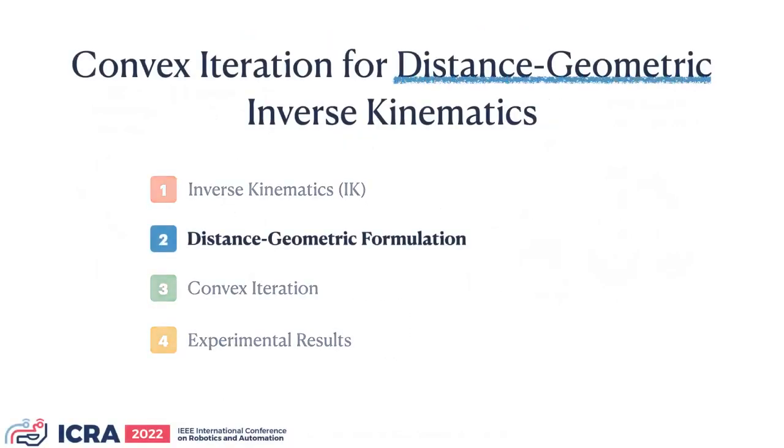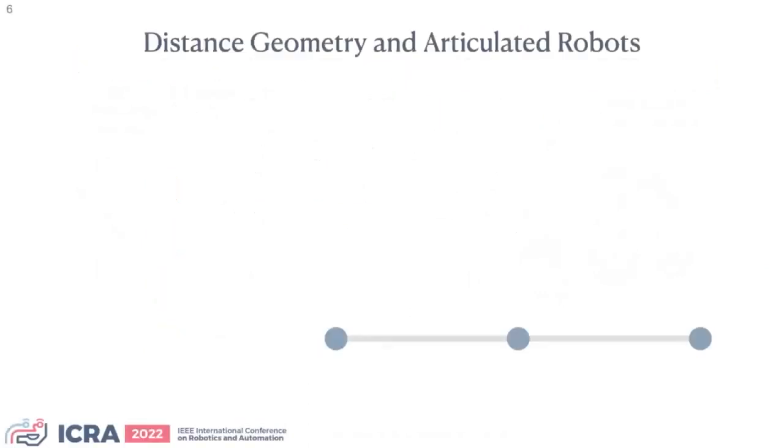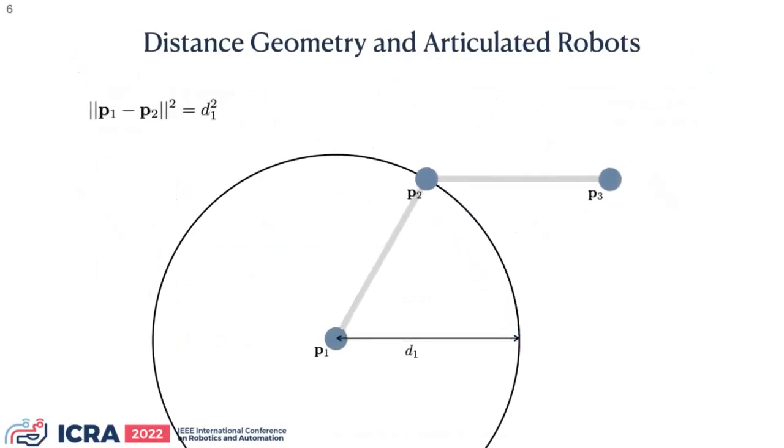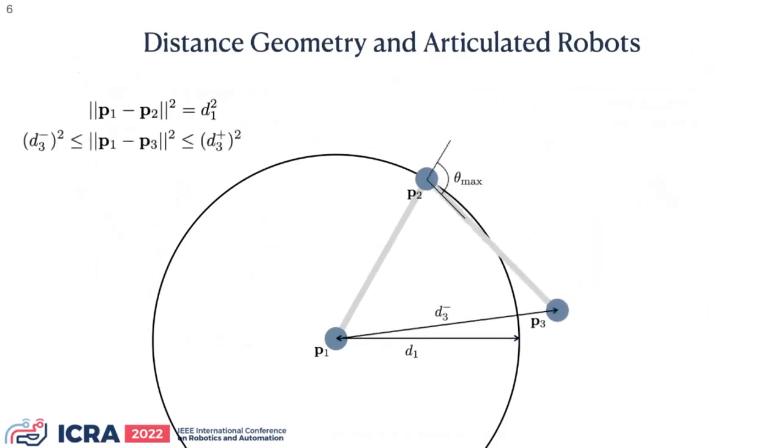Let's take a look at exactly what we mean by distance geometric IK. We begin by describing a simple planar robot with control points fixed to joints and the end effector. We can describe fixed link lengths as equality constraints on the squared distance between neighboring points. Similarly, we can describe joint angle limits as inequality constraints on the squared distance between points sharing a neighbor.